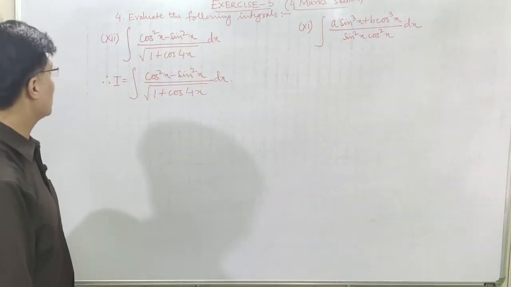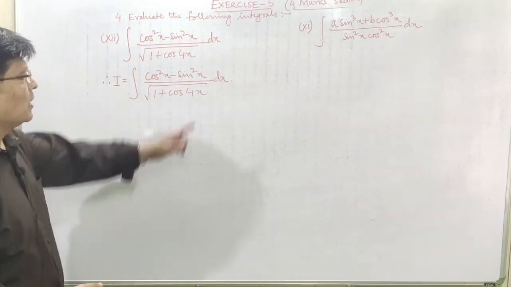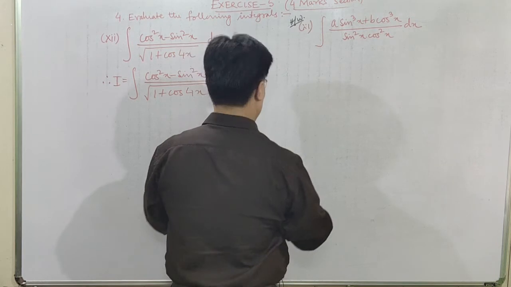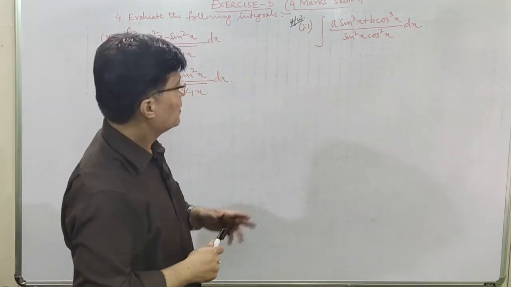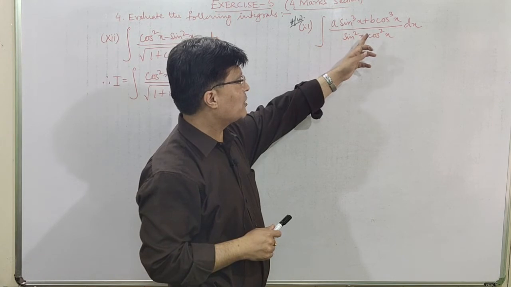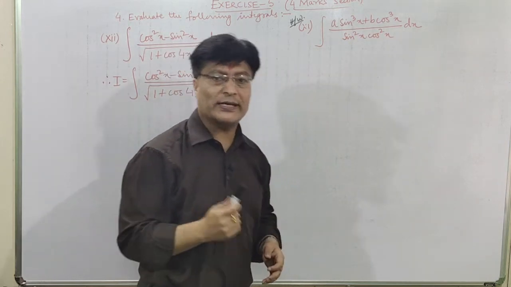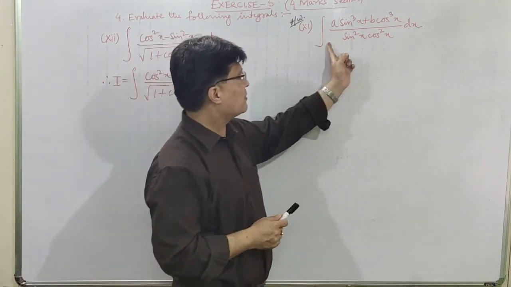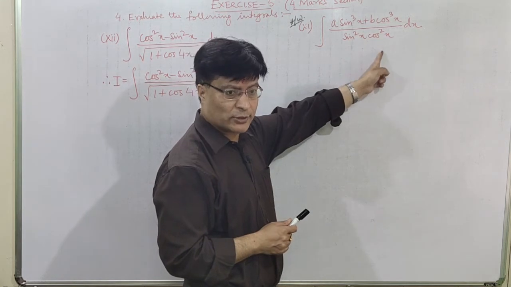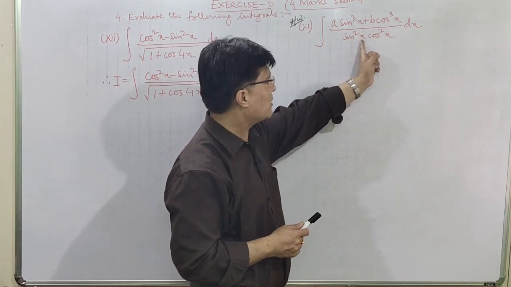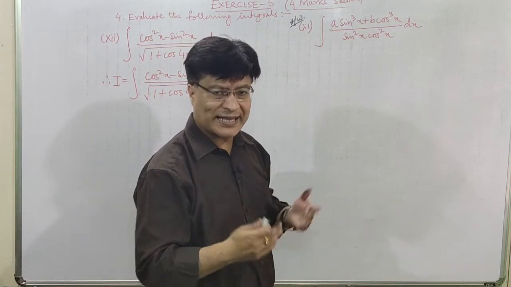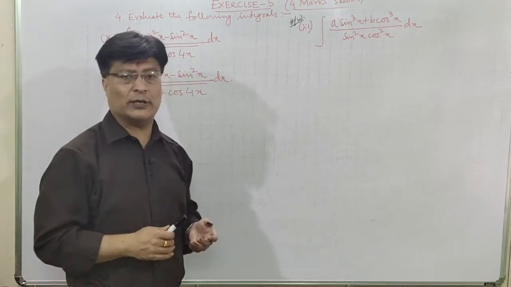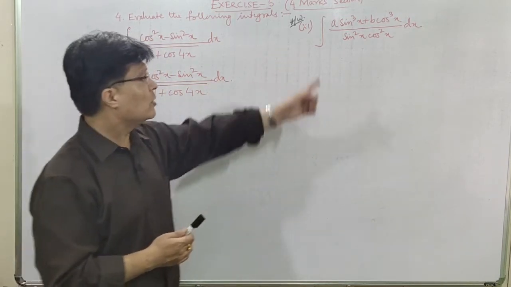So now we'll do the next question, that is question number 12 of number 4, and this question number 11 is your homework, right? So this is your homework. The homework is you have to integrate integration of a sine cube x plus b cos cube x divided by sine square x into cos square x dx. So in this case you have to separate the term, that is integration of a sine cube x divided by sine square x cos square x plus b cos cube x divided by sine square x cos square x. Then cancel the similar terms from both the numerator and the denominator, simplify it, separate it, then you can use the formula so that you can easily integrate them. Okay, so this is your homework.